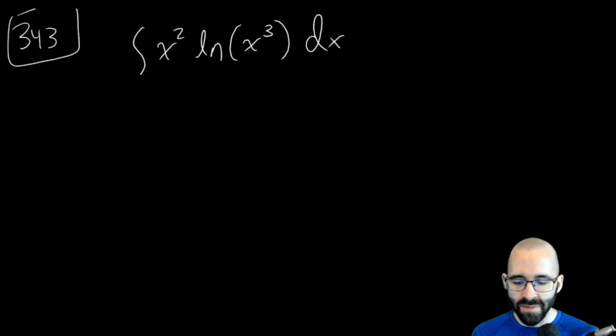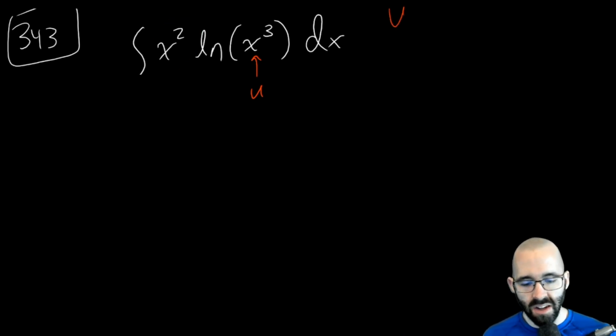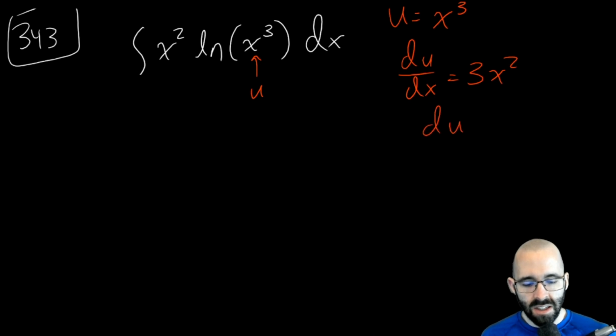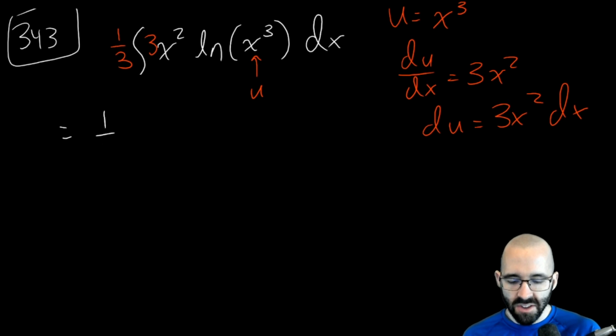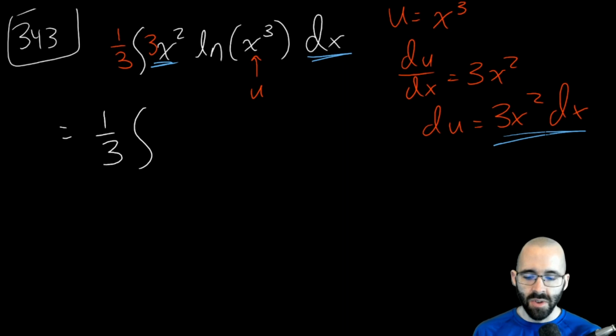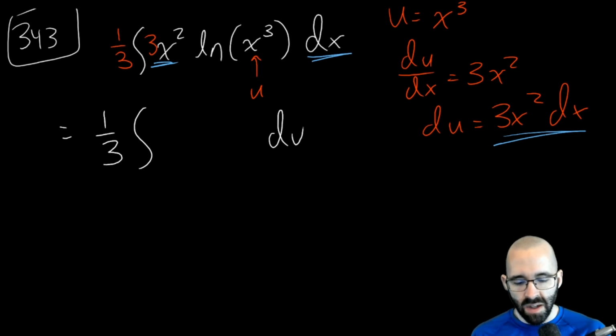do the actual problem. So this is a great choice for a u substitution because the derivative of the inside is very close to what's on the outside. We'll let u be x cubed, so du dx is 3x squared, or du is just 3x squared dx, which we almost have. We can get it if we multiply by 3 and divide by 3. That gives us 1/3 the integral. 3x squared dx is just our du, so everything in blue just becomes du, and this just becomes the natural log of u right here.